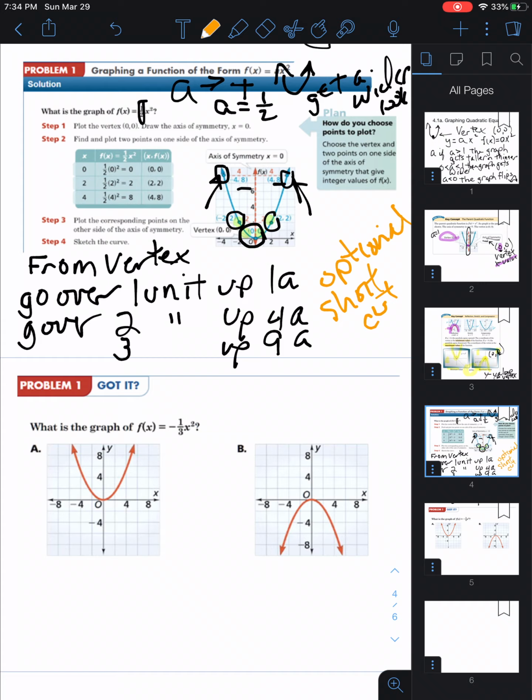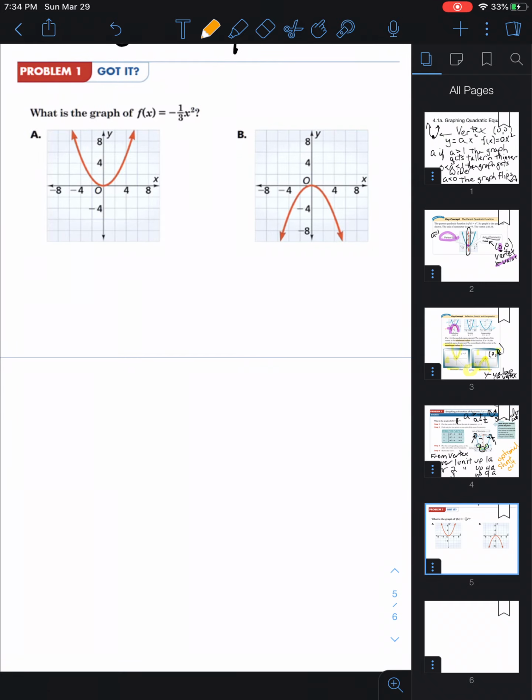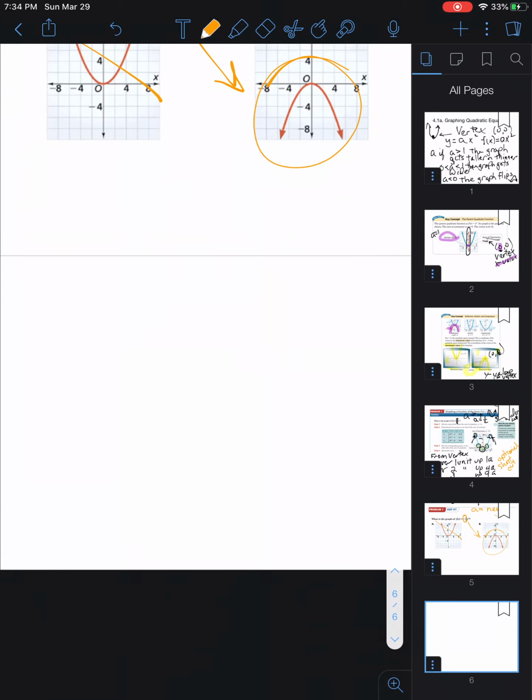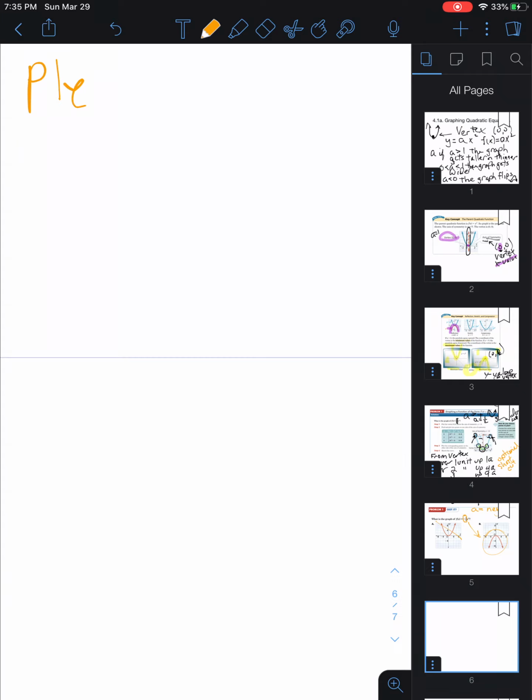All right. Next slide, and this will be our last slide. So f of x equals negative 1/3 x squared. a is negative, and so it cannot be a, it must be b, because b is going in the downward direction. So this function matches this graph.